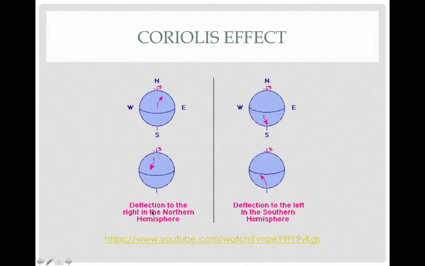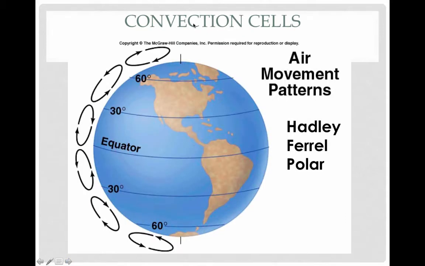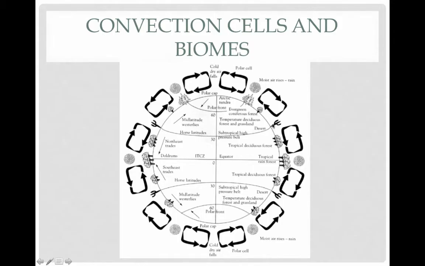Coriolis effect: all I expect you to know is that the atmosphere is deflected because of the rotation of the Earth. I encourage you to go to this YouTube link and watch the Coriolis effect. All right, convection cells: you need to know that it's Hadley by the equator. The ones between 30 and 60 degrees above and below the equator are called Ferrel, and then the polar ones are at the very top and the very bottom. You also need to know that deserts most likely occur at 30 degrees above and below the equator, because that's where the Hadley and the Ferrel cells meet.